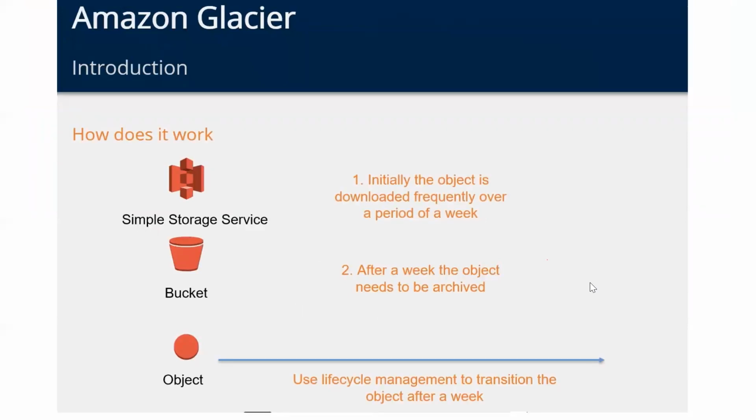So, Simple Storage Service bucket, I told you. Initially the object is downloaded frequently over a period of a week. After a week, the object needs to be archived. Use lifecycle management to transition the object after a week. What happens in some applications is that initially, when the object or file is created, it's frequently accessed. After that, it's infrequently accessed, so slowly you can push it to Glacier or another storage device.